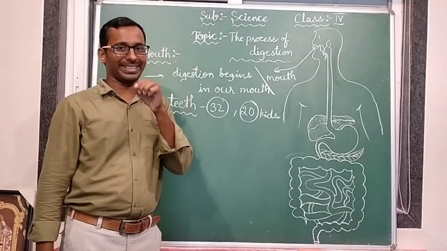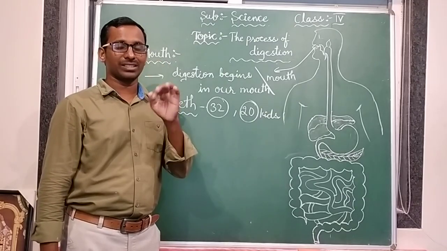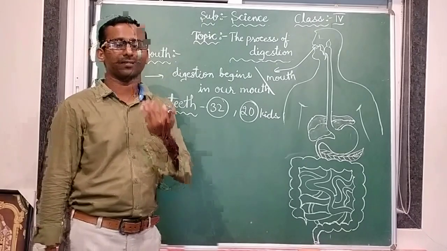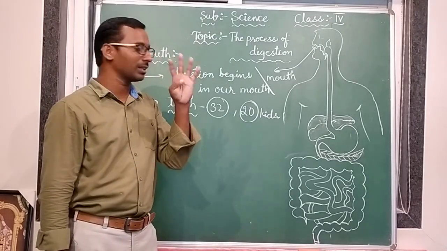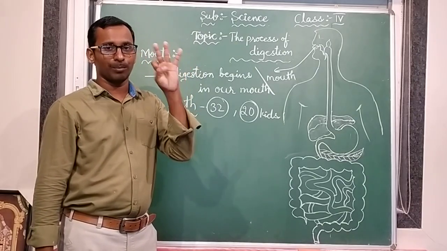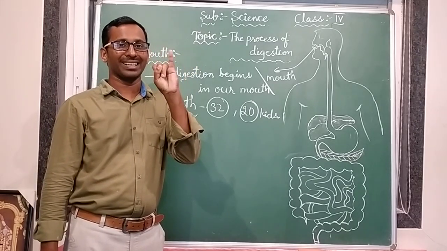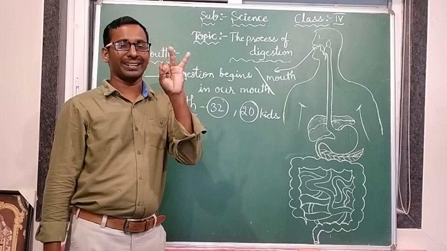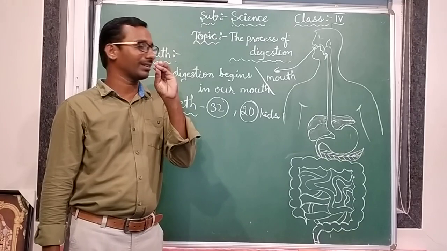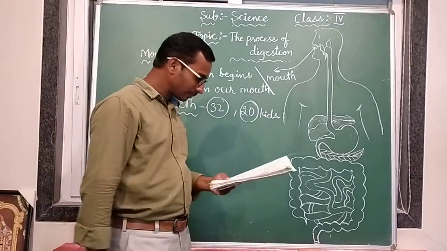We can bite. We can cut. And after that, we tear, chew, and grind with the help of these teeth. Understood or not? How many types are there? 4 types: incisors, canines, premolars, molars. These 4 types of teeth help us with biting, cutting, grinding and tearing. So these activities are done by the teeth. Okay? That will be given to you.